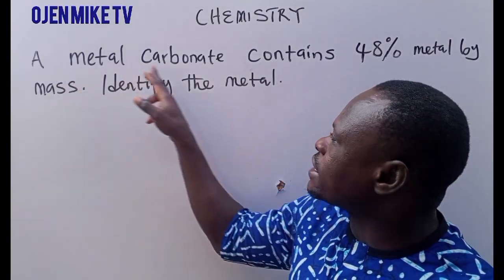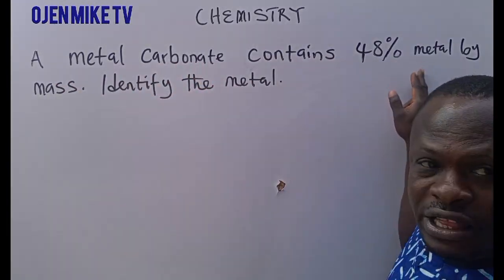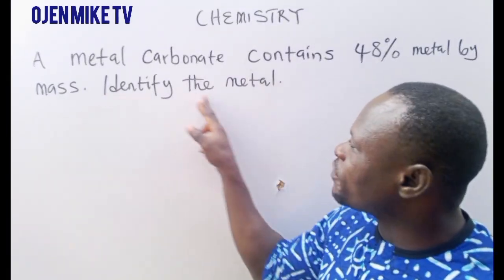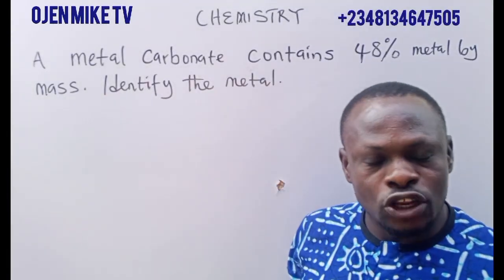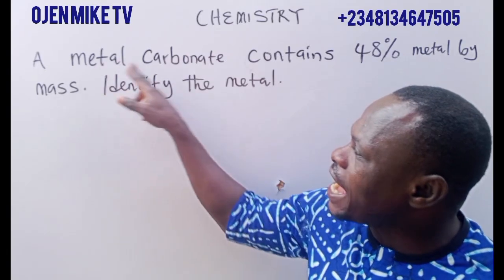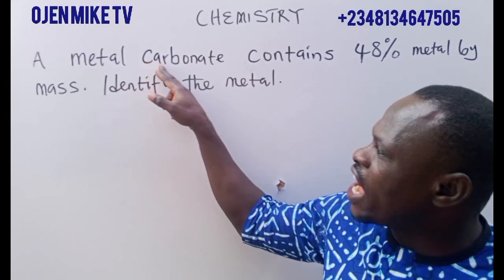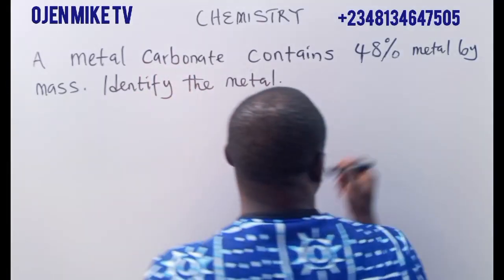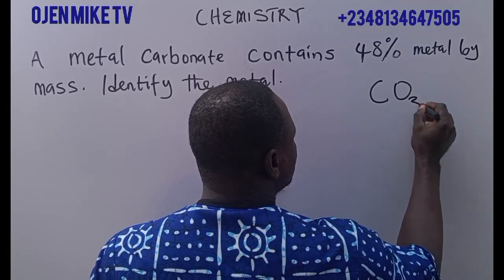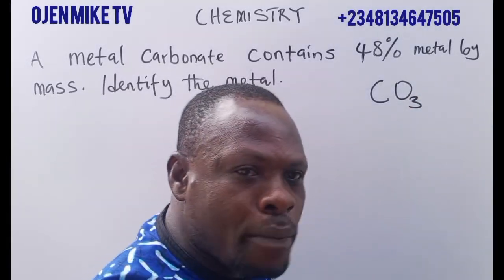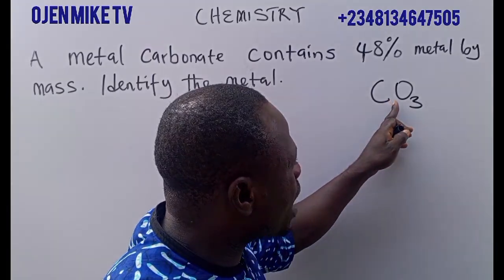Question we are asked: a metal carbonate contains 48% metal by mass. Identify the metal. How do you identify the metal? You say a metal carbonate. First of all, let's write the formula of carbonate. Carbonate is written as CO3. A metal carbonate means that metal combined with this carbonate.